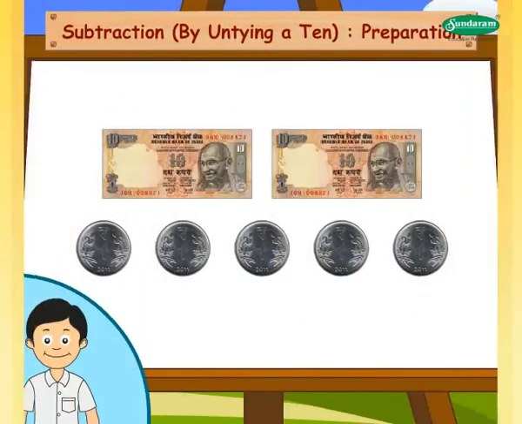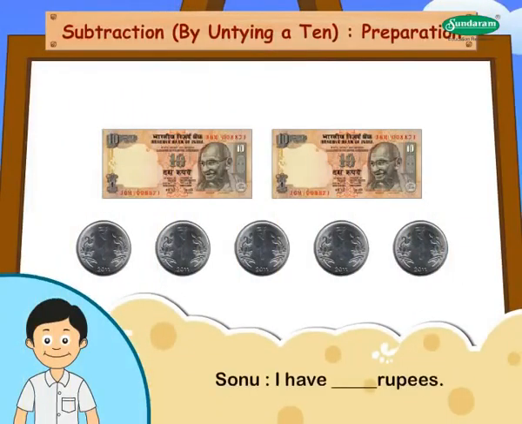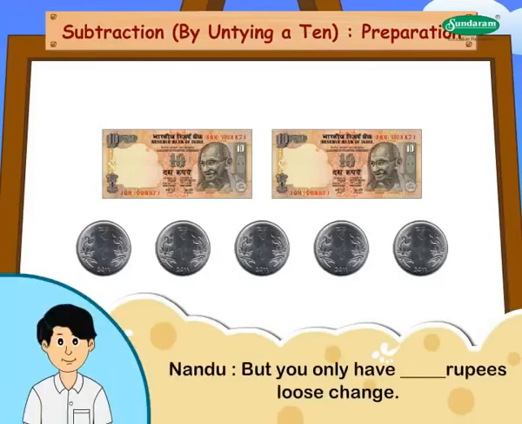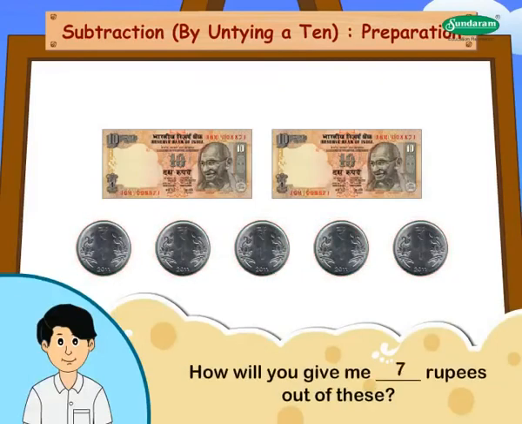Subtraction by untying a 10. Preparation. I have 25 rupees. I have to give 7 rupees to Nandu. But you only have 5 rupees loose change. How will you give me 7 rupees out of these?